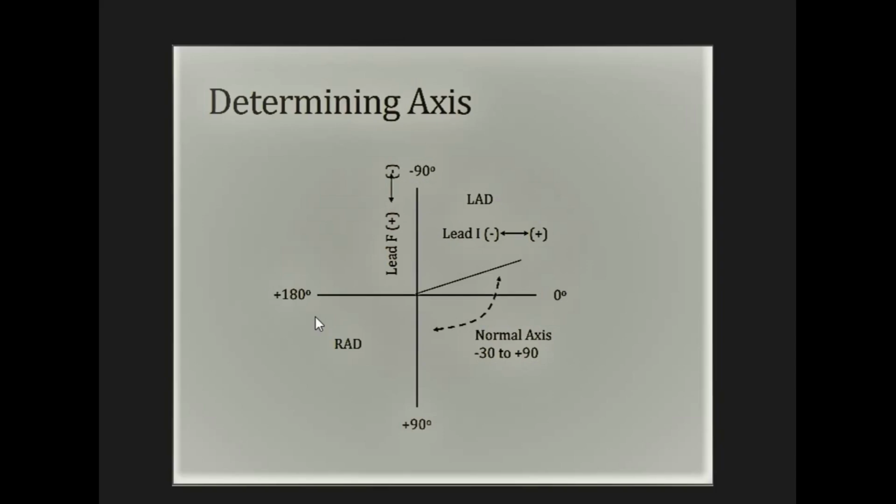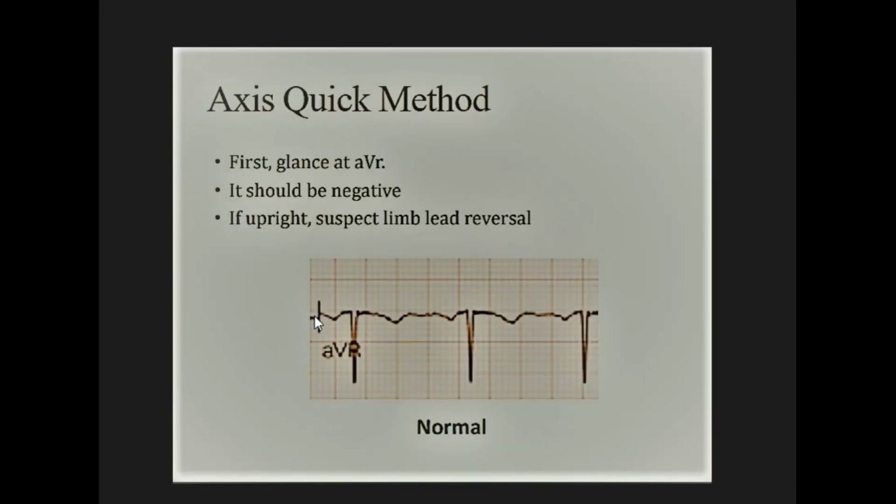Now let's interpret how, after looking at an ECG strip, we are going to know the axis of the electrical activity of the heart. First of all, whenever you get an ECG strip, you have to look at AVR. If the AVR is negative, then it means that there is no limb lead reversal. Remember guys, the AVR on an ECG strip is always going to be negative.